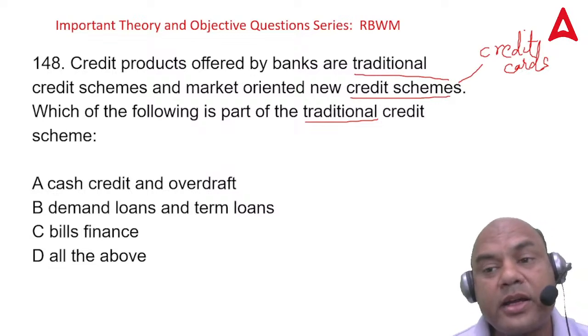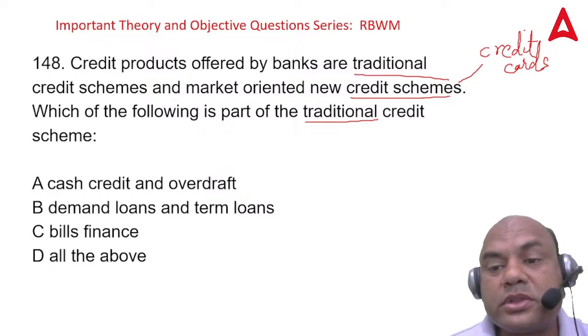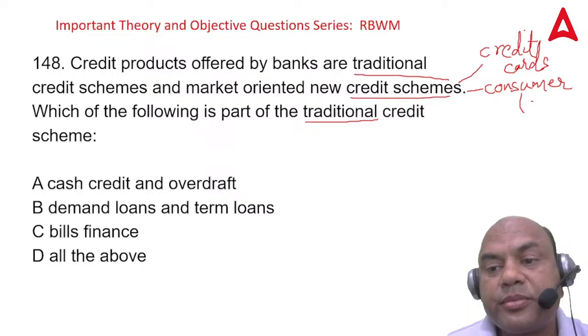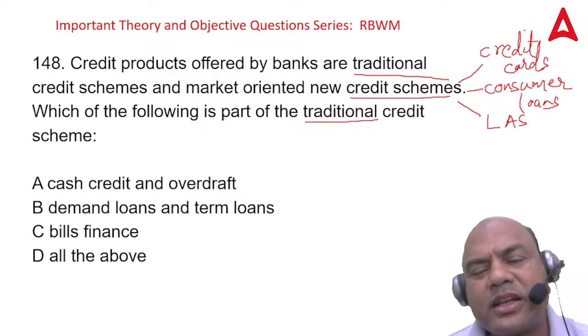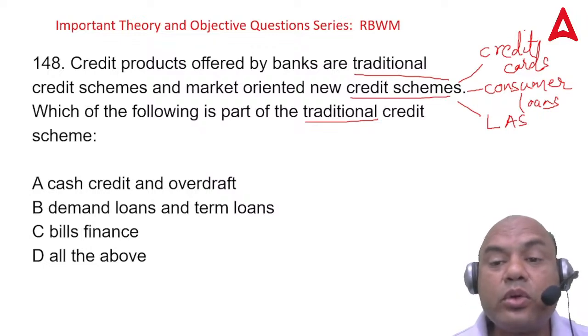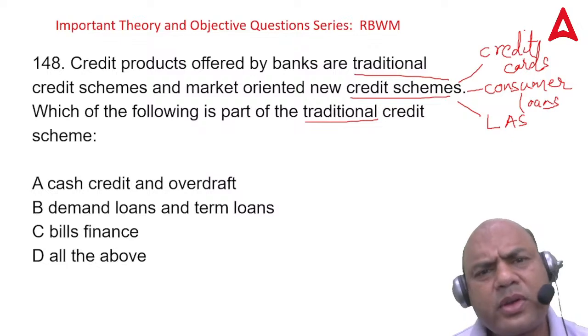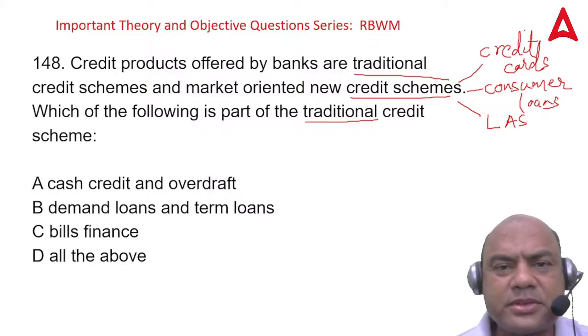Then after credit cards, you have new consumer loans, small amount consumer loans, small ticket consumer loans, okay? LAS, loan against security, loan against shares, you call it. Simple word LAS, loan against shares. Generally it is given for shares. So these are new credit schemes, which were not a part of the traditional credit schemes, okay?